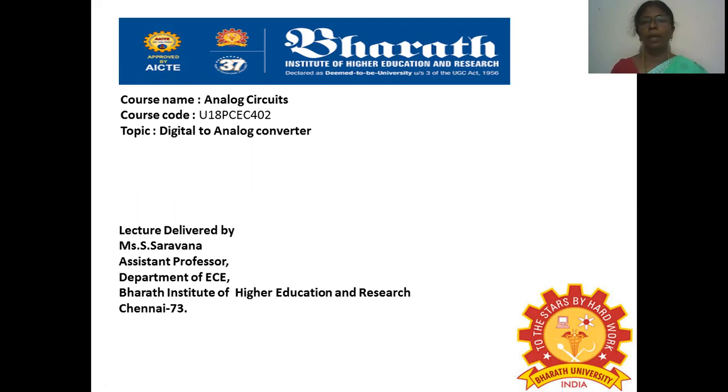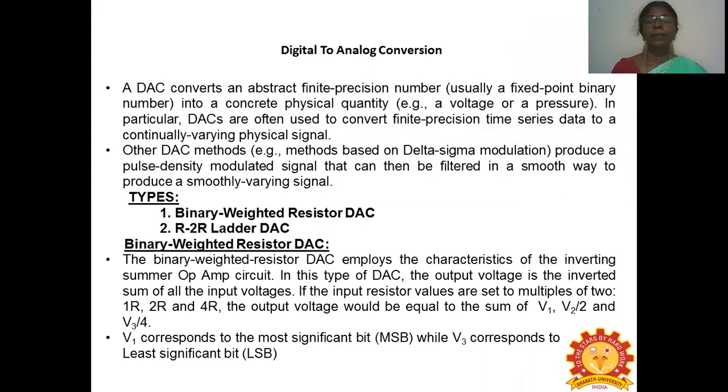Course name: Analog Circuits. Topic: Digital to Analog Converter. A digital to analog converter converts a fixed point binary number into a concrete physical quantity, for example, a voltage or a pressure.